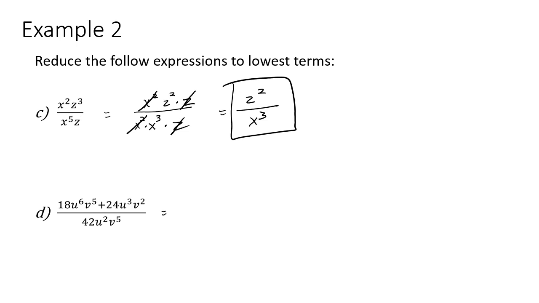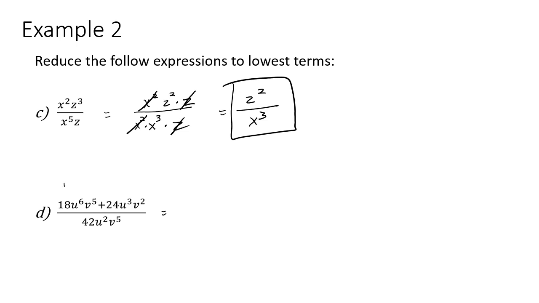So if we do something similar to part D, we've got three things going on in all three of these terms. We've got a constant, which these are all even numbers, so at the very least there's a 2 we can pull out of these, but maybe something bigger. Then we've got u's in all three, and we've got v's in all three. So we're going to factor out what is in common between the three terms and then reduce.